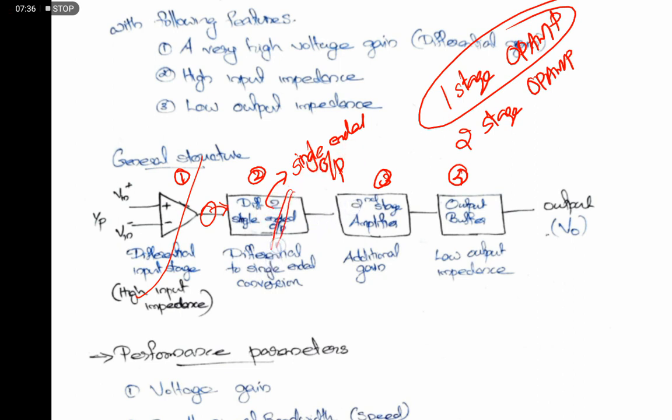Here we will use the current mirror load circuit, which will convert the differential input into a single-ended output, and then we will use a high gain amplifier, the single-ended input high gain amplifier, and the final stage is a buffer which is used for impedance matching. This is the basic block diagram, and the buffer will provide low output impedance for that operational amplifier.